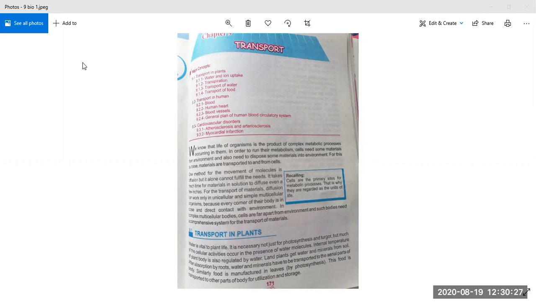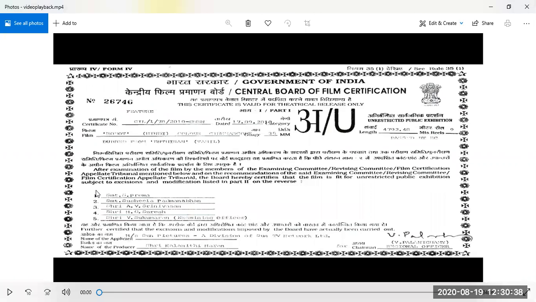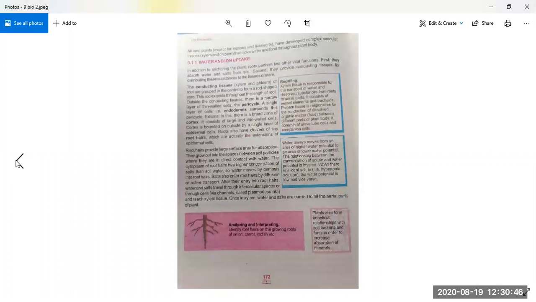Now we will discuss how water and ion uptake occurs in plants. So before starting this topic, I will explain the introduction. Please come to page number 172, the next page. First, we will discuss the introduction: water and uptake of ions. Okay, how does it happen.